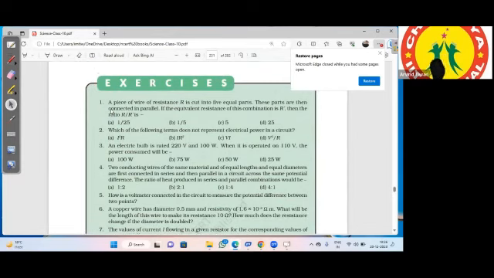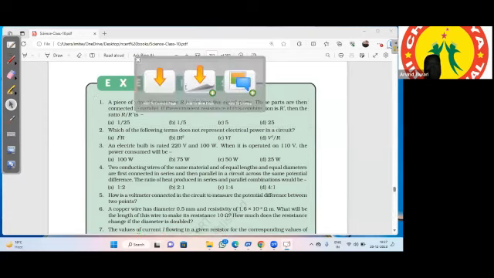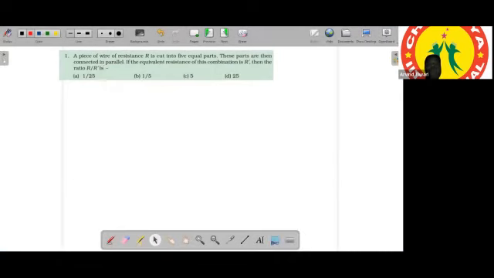See the first question. A piece of wire of resistance R is cut into five equal parts. These parts are then connected in parallel. If the equivalent resistance of this combination is R dash, then the ratio of R by R dash is? I think most of you might know the answer. How many of you know the answer to this question? Since it's in the NCERT, I think you must have solved it. No one? Okay, let's try to solve this.